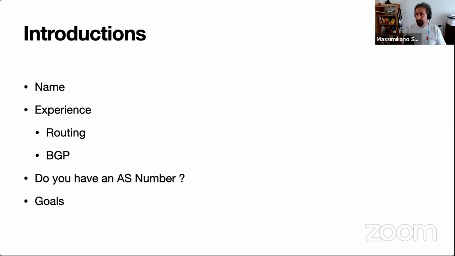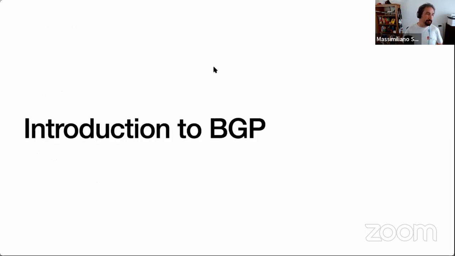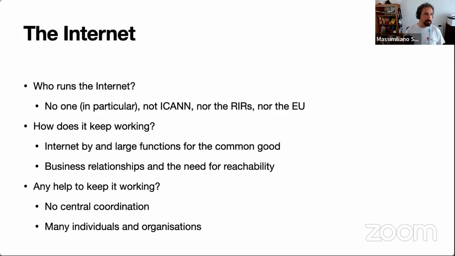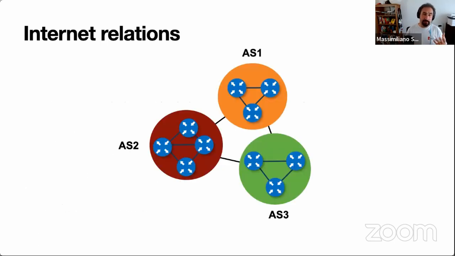So let's get started. Onto the slides, which are being shared. Let's start with an introduction. I see we have a mix of people who do have some experience with it and some who don't. So there's the internet, and it was built so that it wouldn't have central coordination. So that there are different individuals, different organizations running it in different ways. And relationships are made at what's called an autonomous system level.